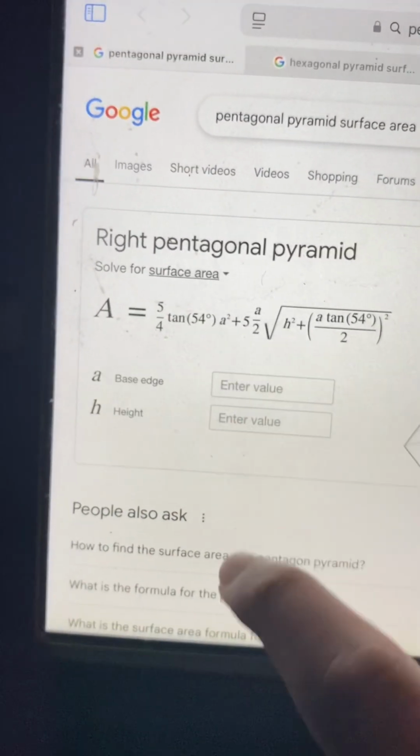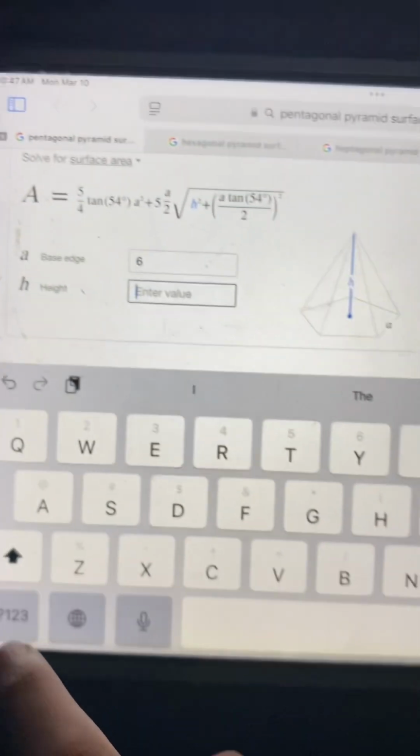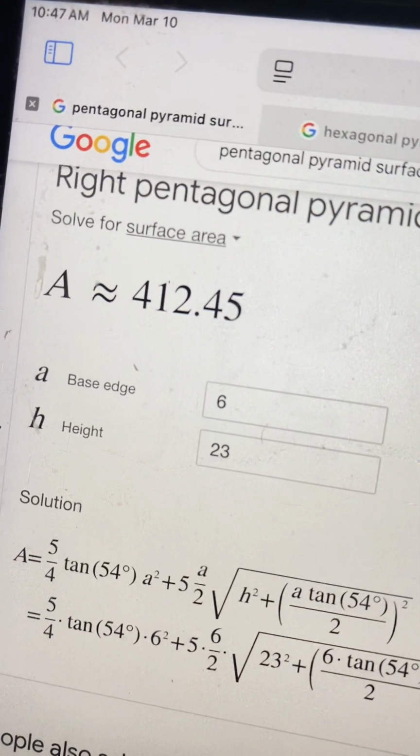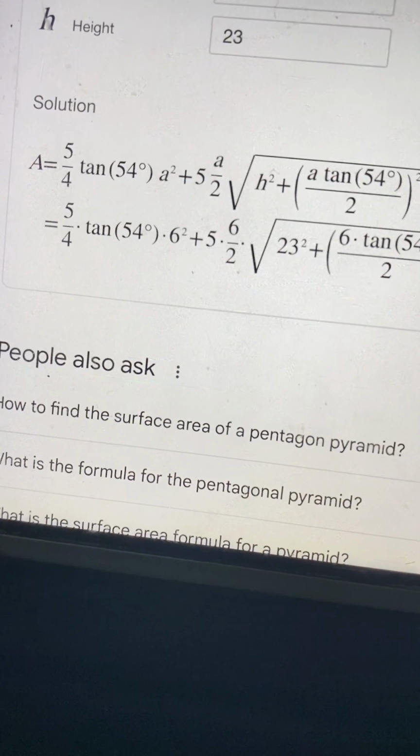That is so complicated. I am not going to solve this formula for you, but we could substitute it. So, let's say that the base edge is 6. Let's say the height is 23. We should end up with a surface area of around 412.45, because if we look here, I was right.